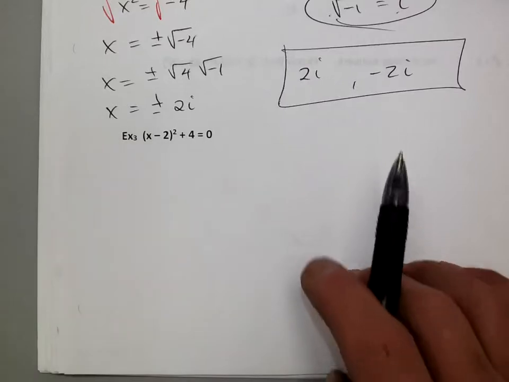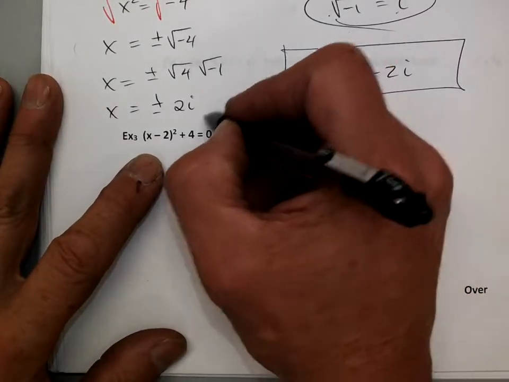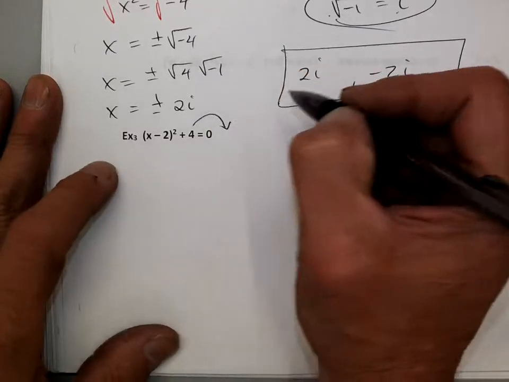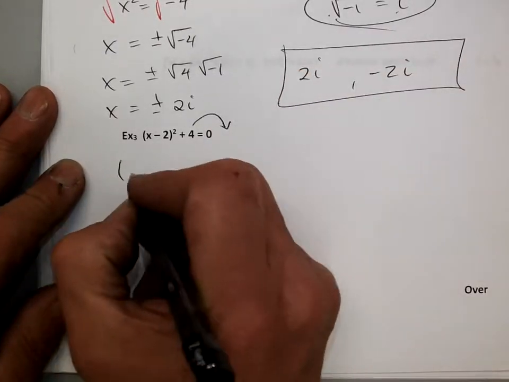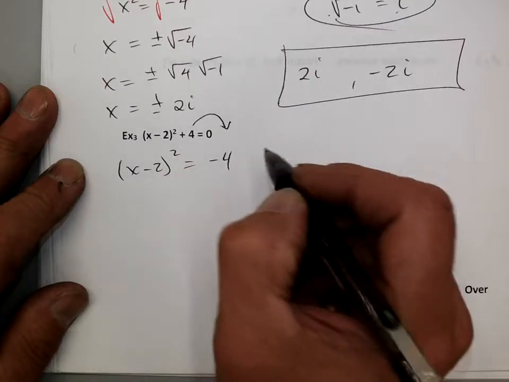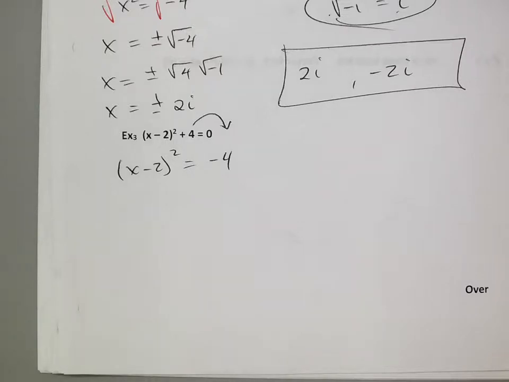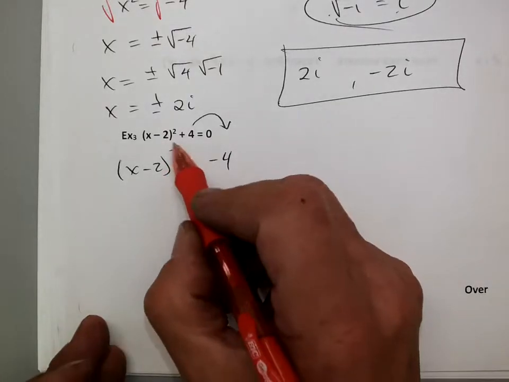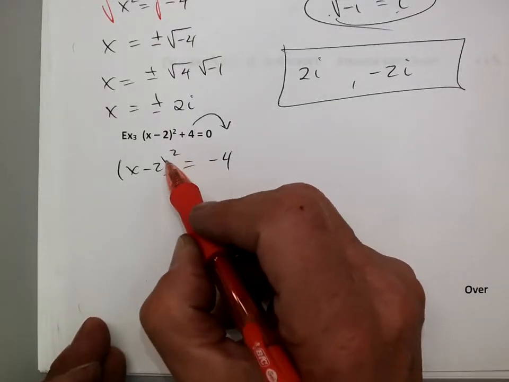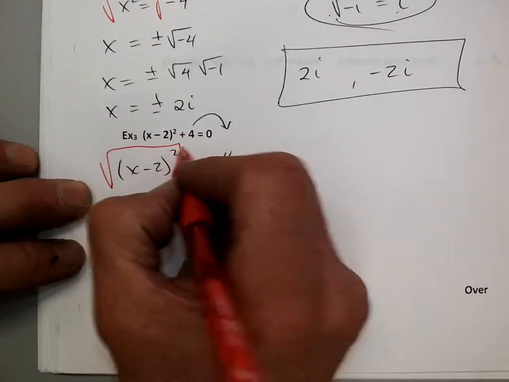All right, let's solve this one. Well, it doesn't look like it's going to factor, so let me just solve it. I'm bringing the 4 over, okay? I'm going to have an x minus 2 squared equals negative 4. I'm going to get rid of the squared symbol by undoing it, by doing its opposite. So I'll take the square root of both sides, okay?